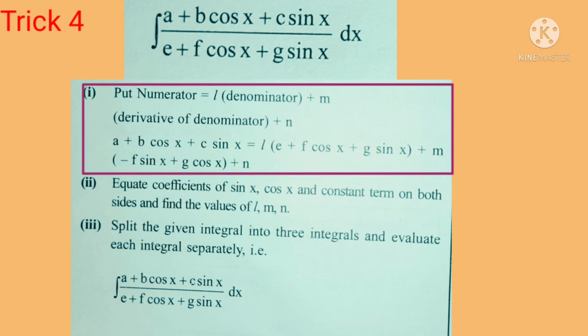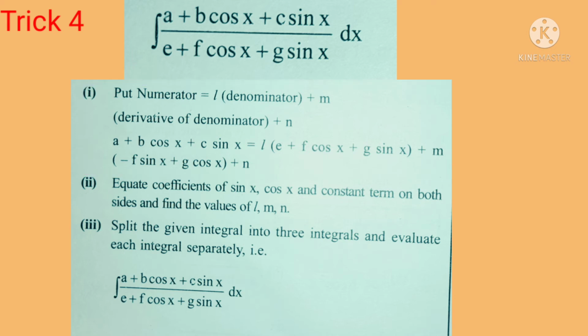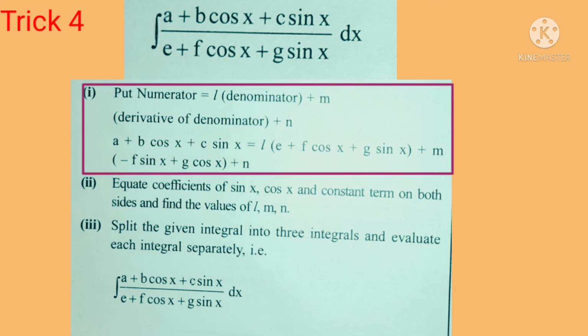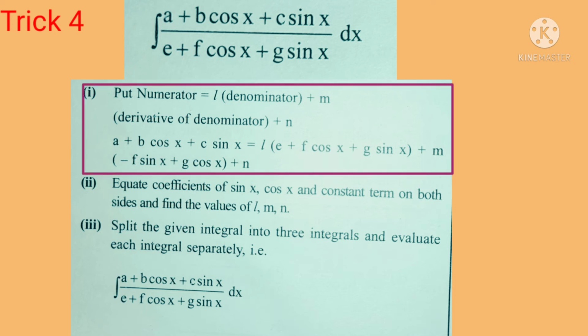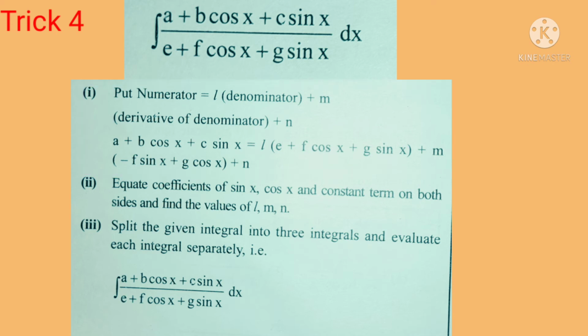Just put the value of the numerator. In place of the denominator we have e plus f cos x plus g sin x, and for the derivative of the denominator, just find the derivative of e plus f cos x plus g sin x and write it over there.